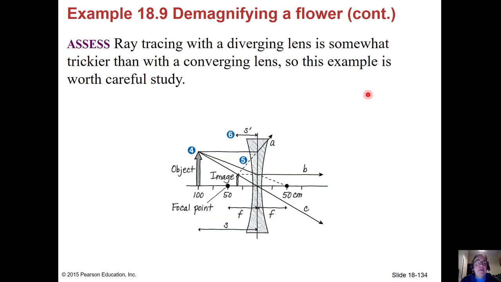Okay, good. So it says here, ray tracing with a diverging lens is somewhat trickier. It is. It's always one more step. You've got to draw the rays and then go backwards and see where they come from. So you don't have to do this from scratch every time, have a little example written down, and you can see how it works out.